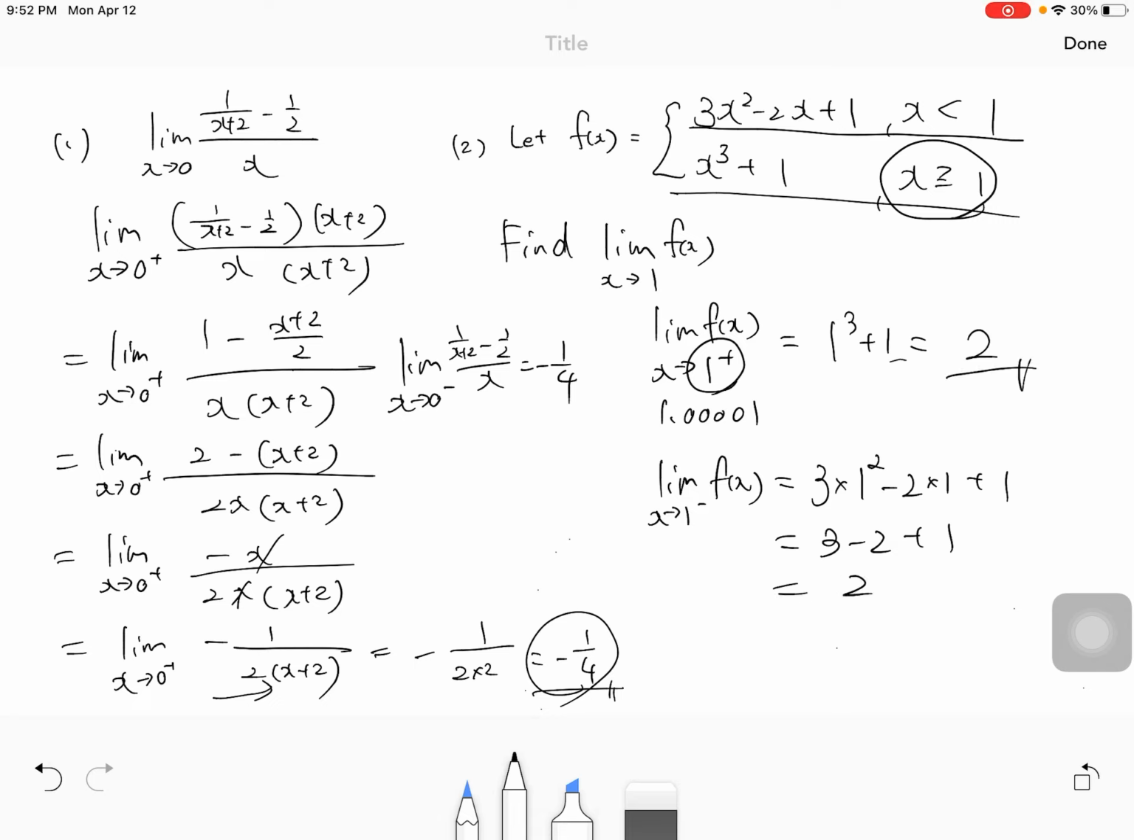So now these correspond, you got the same answer when you approach from the right side and left side. So the answer is 2. That's all.